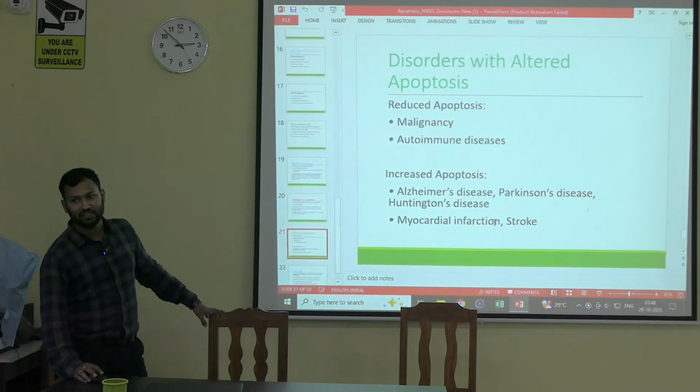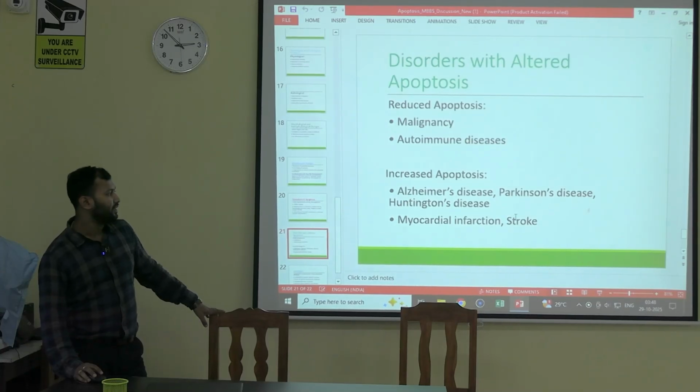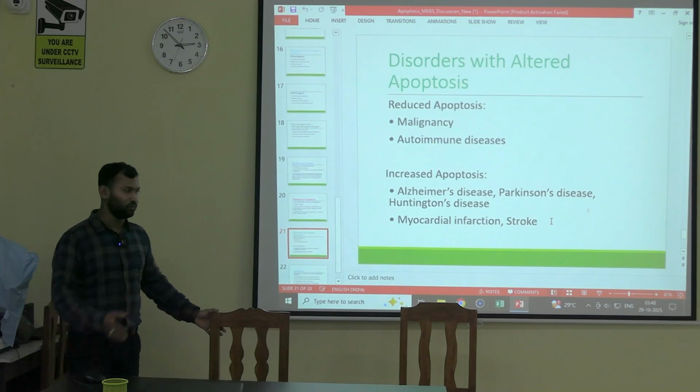Then there might be myocardial infarction because there will be damage to the heart or to the blood vessels. Then there will be stroke also. Obviously, same reason, due to the damage of the blood vessels, there will be stroke.